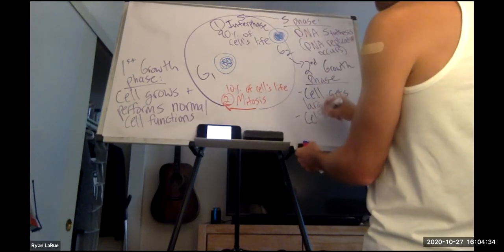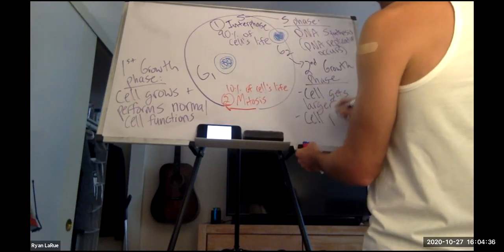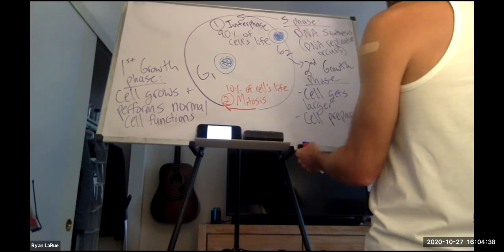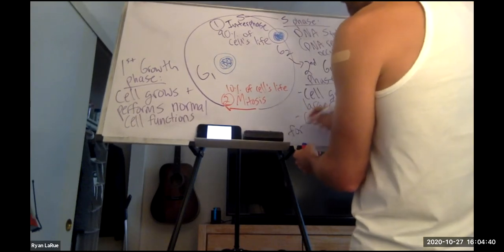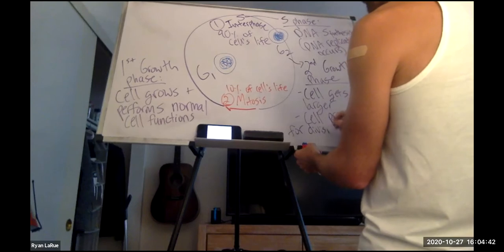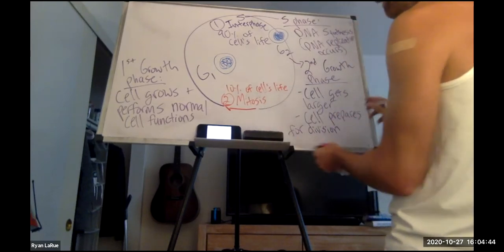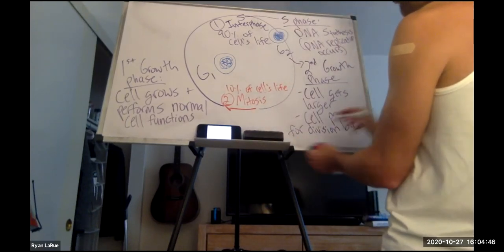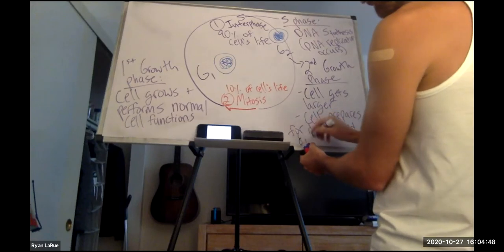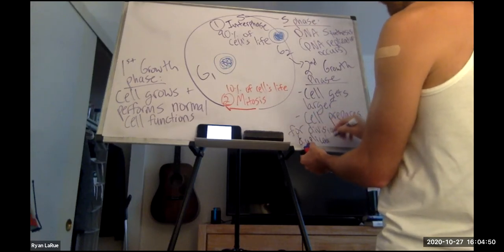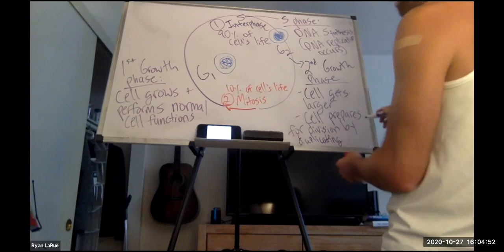And we'll write the cell prepares for division by actually duplicating organelles, which is one of the things it does. We'll just write that. So all the organelles get duplicated as well.